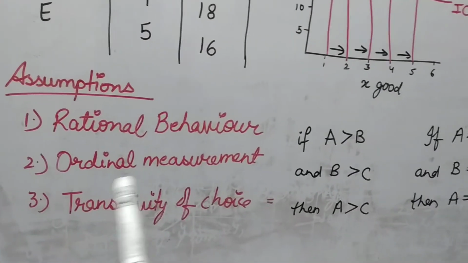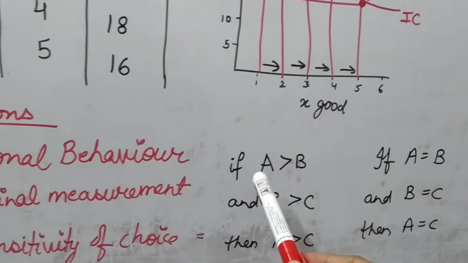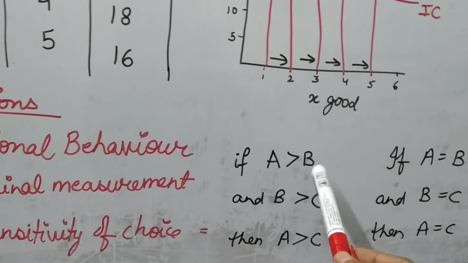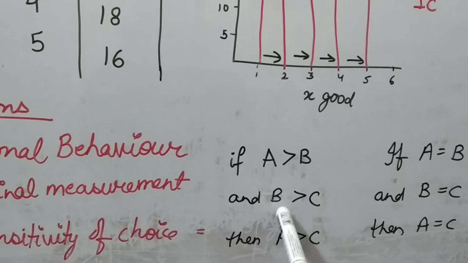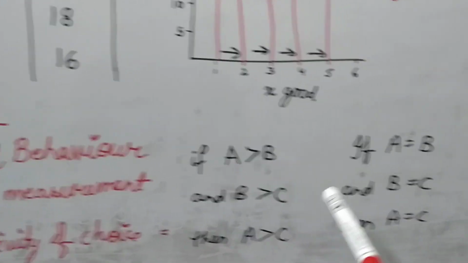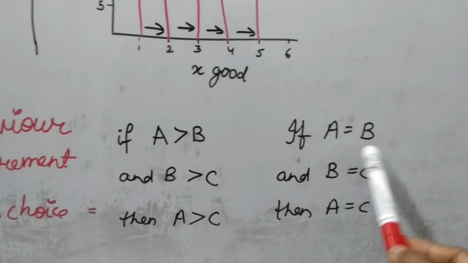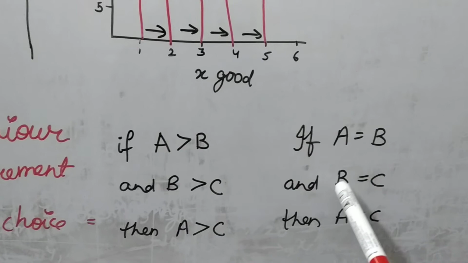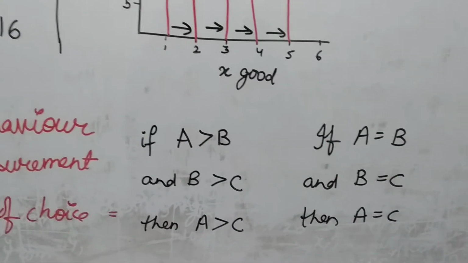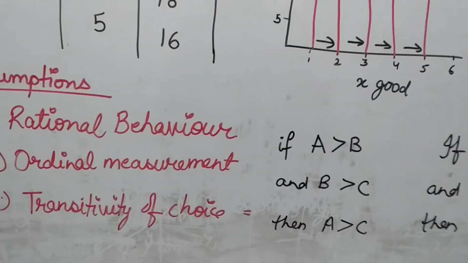Third one, which is the most important assumption, transitivity of choice. Transitivity of choice means if the consumer is giving preference to A over B, and giving more preference to B over C, then automatically A is preferred to C. And if it is not clear, according to maths, you know this thing: if A is equal to B and B is equal to C, then automatically A is equal to C. This must hold. So this is the transitivity of choice. This is also a very important assumption in this theory, which we will use in the characteristics.